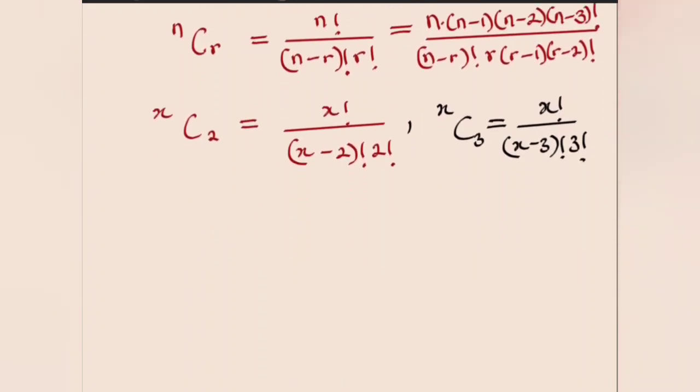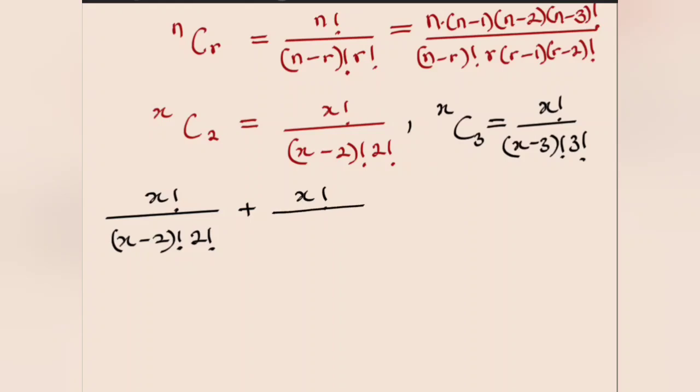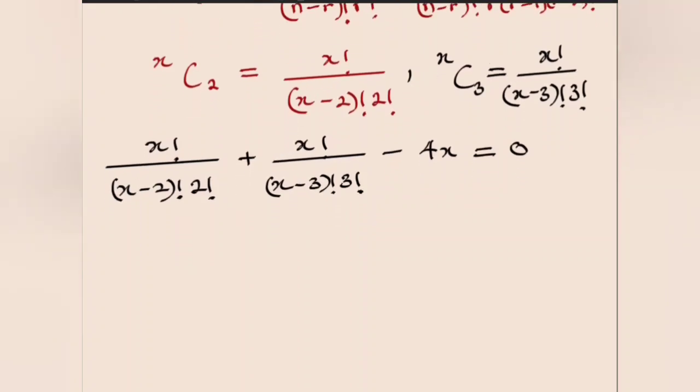So we have x factorial over (x minus 2) factorial, then 2 factorial, plus x factorial over (x minus 3) factorial, 3 factorial, minus 4x, and we are told that is equal to 0. Then let's see how we can simplify this expression and this expression.